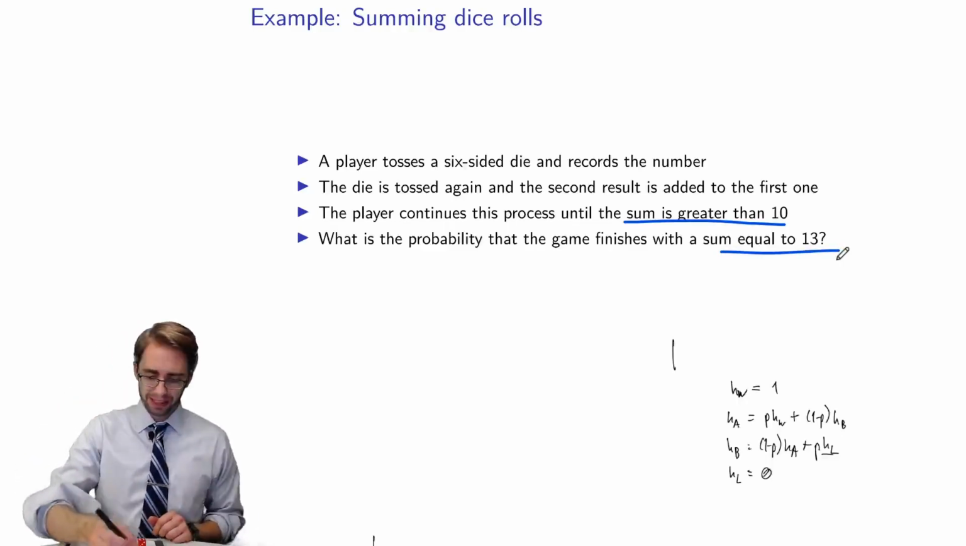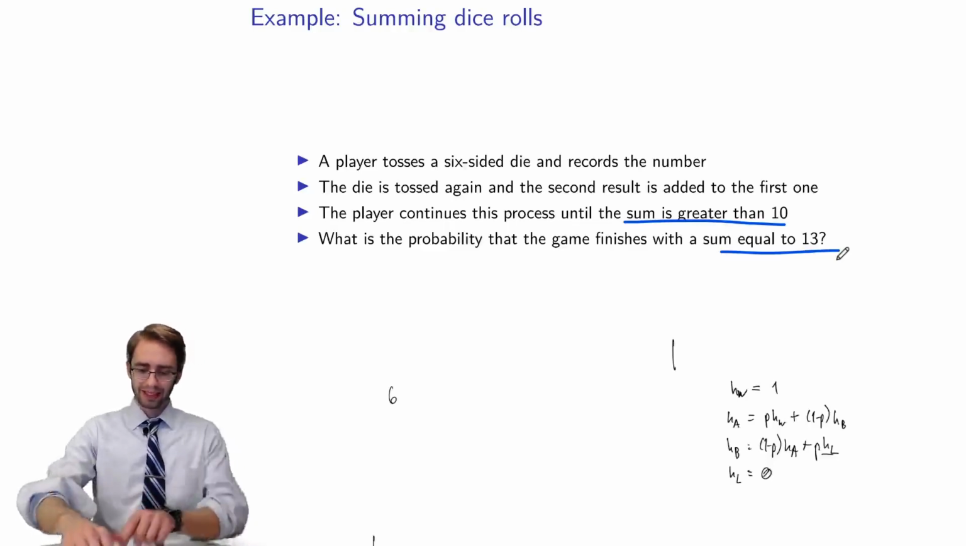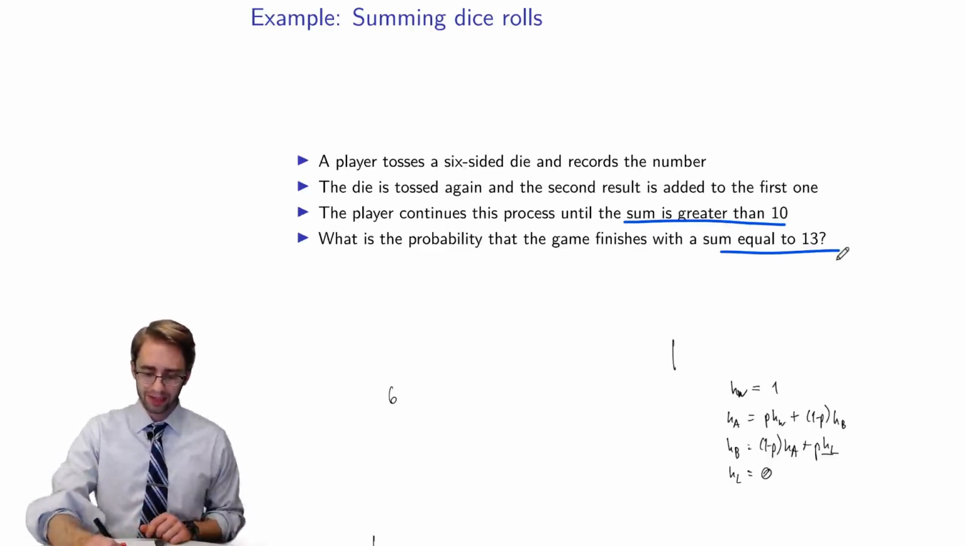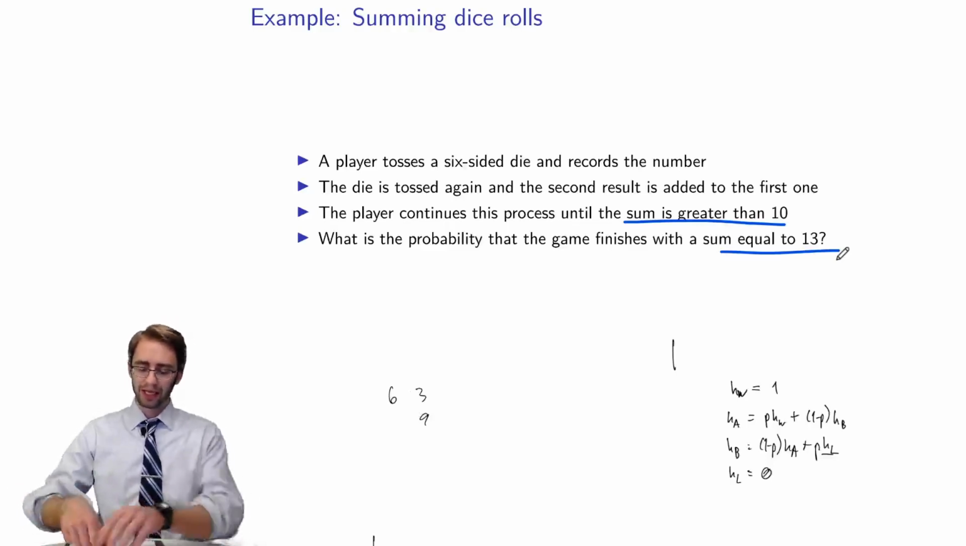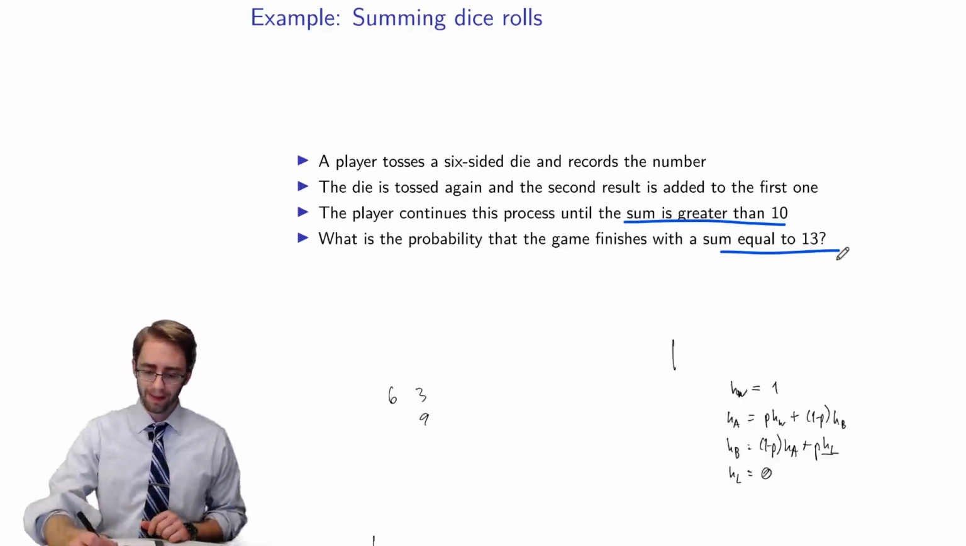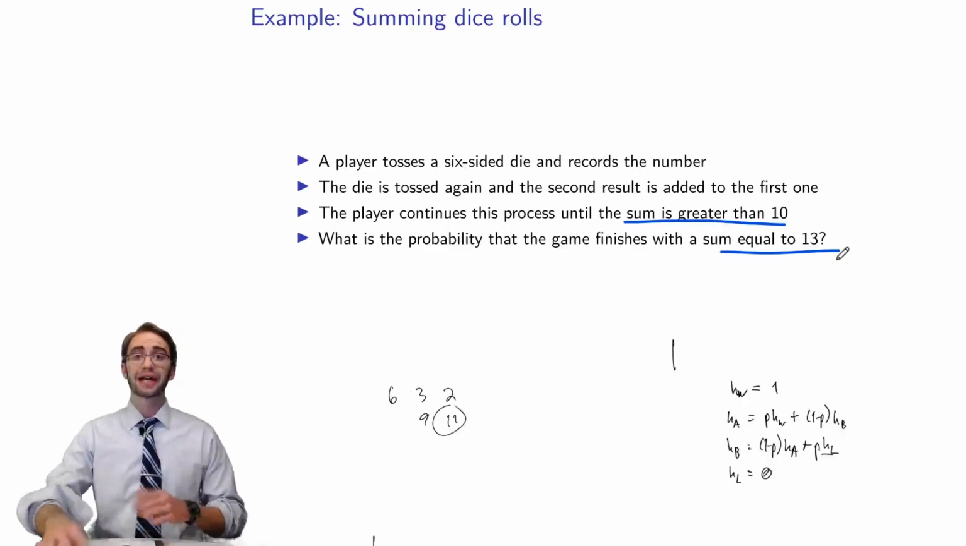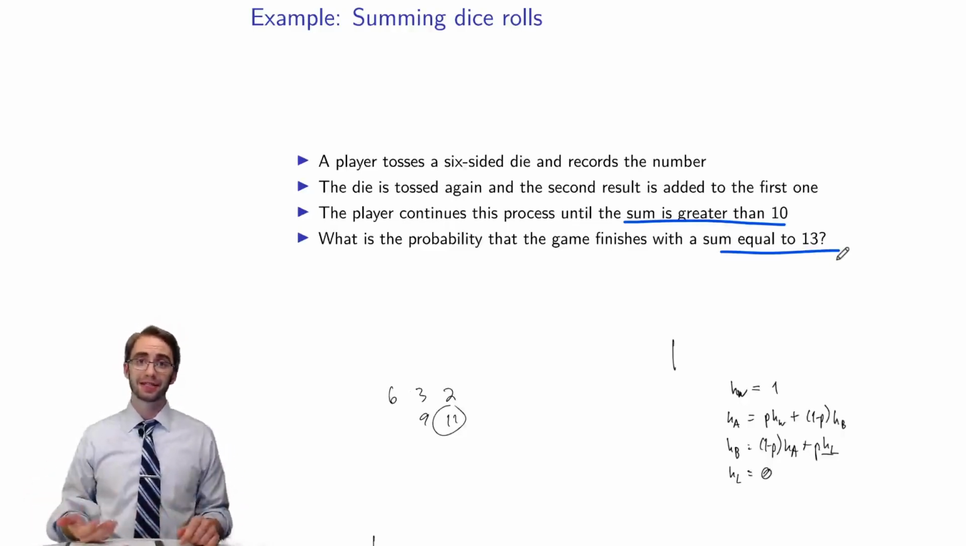I'll roll the dice once, and I happen to show a 6. And I'll roll the dice again. Now I have a 3, so 6 plus 3 gives me a total of 9. And I'll roll it again, and now I saw a 2, which gives me 11. So now I would stop the game because the sum has exceeded 10, and I ended up with 11.